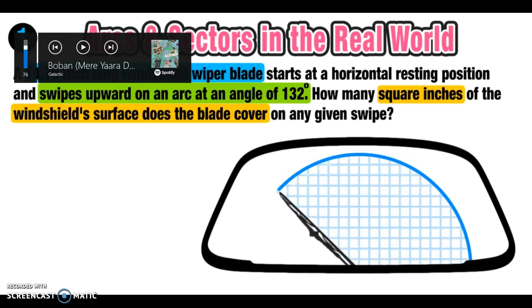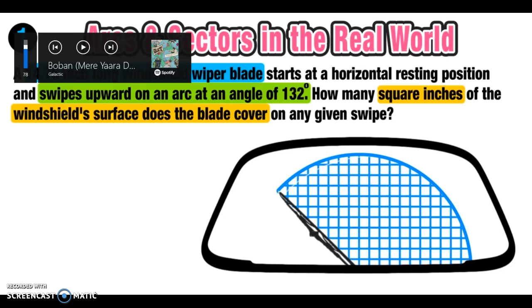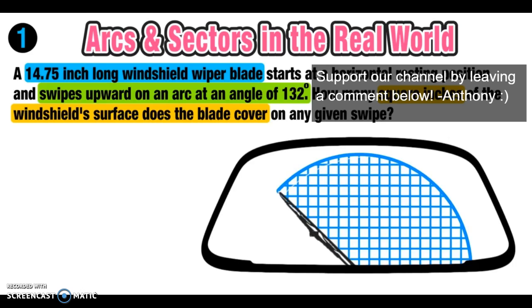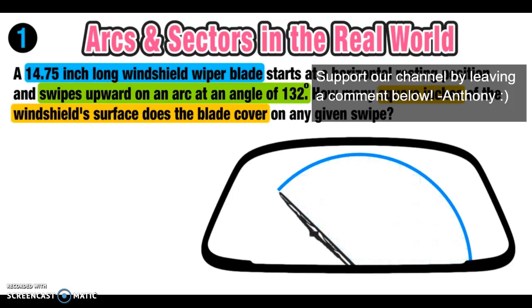As our blade moves on an arc, it's covering a portion of that windshield, and we want to know how many square inches is the area of that space being covered by the windshield as it slides back and forth. Now we know the length of the wiper blade, our radius, is 14.75, and the measure of the central angle is 132 degrees.